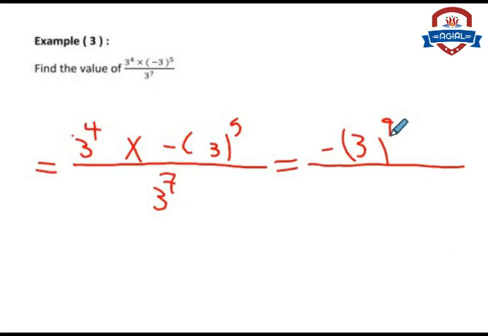Over 3 to the power of 7. Now negative divided by positive equals negative. And 3 to the power of 9 over 3 to the power of 7 equals 3 to the power of 9 minus 7. And 9 minus 7 equals 2. So we have negative 3 to the power of 2, which is negative 9.